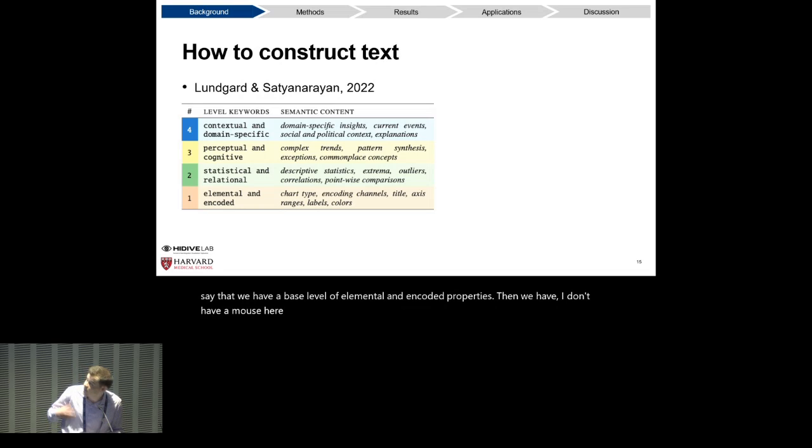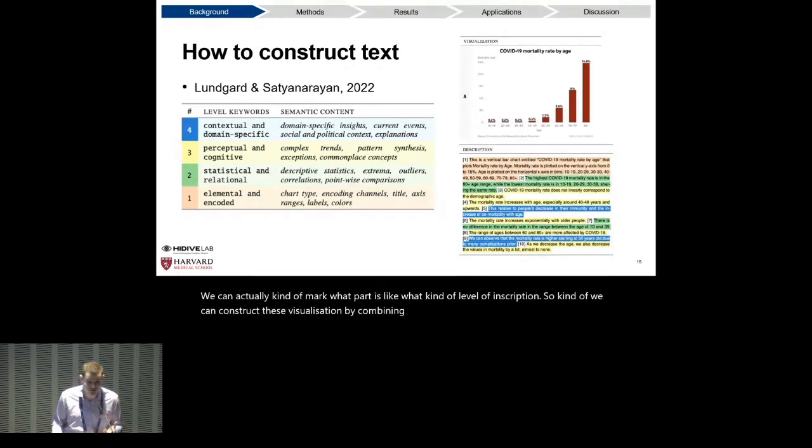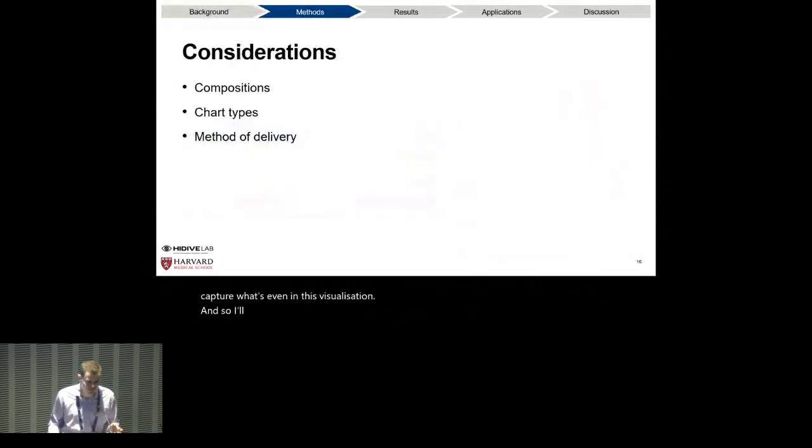Okay. Then we have statistical and relational information, perceptual and cognitive information, and domain-specific information. If we have a visualization and some alternative text description like this, we can mark what part corresponds to what level of inscription. So we can construct these visualizations by combining these different levels to capture what's even in this visualization. I'll talk briefly about some of the considerations we had to go through to create this tool.